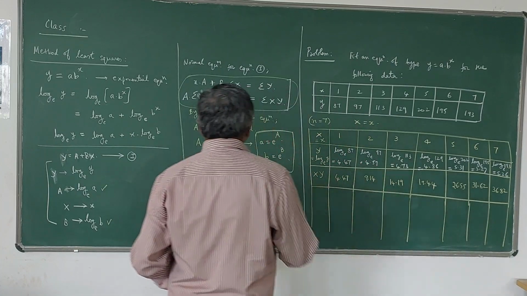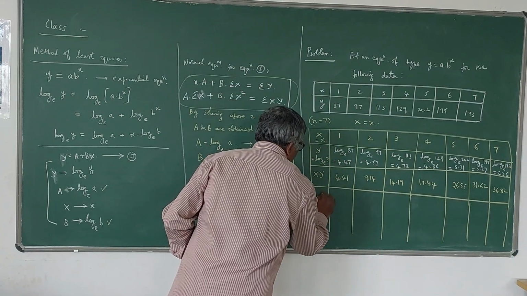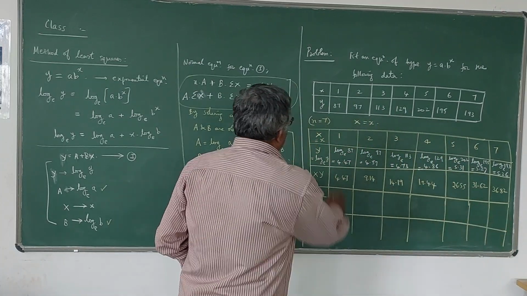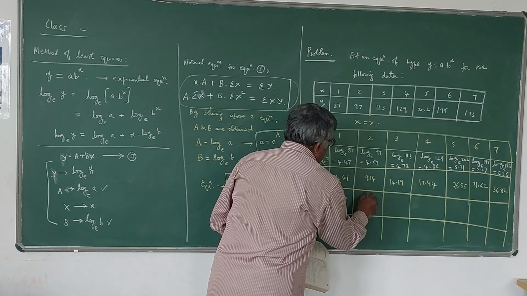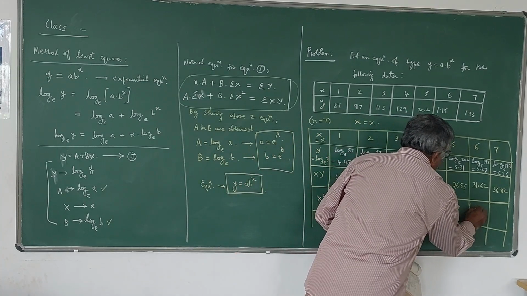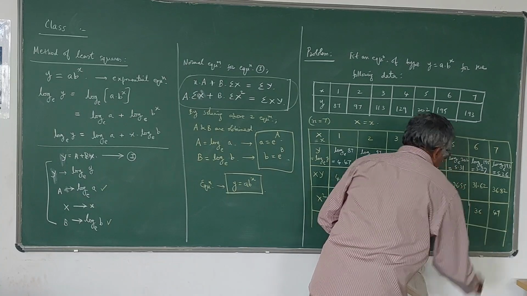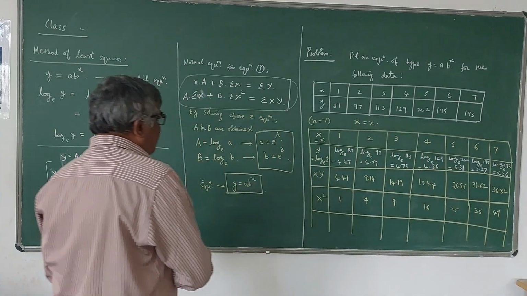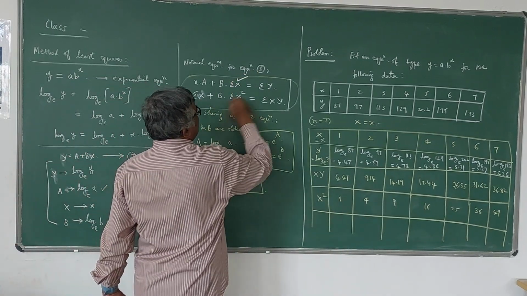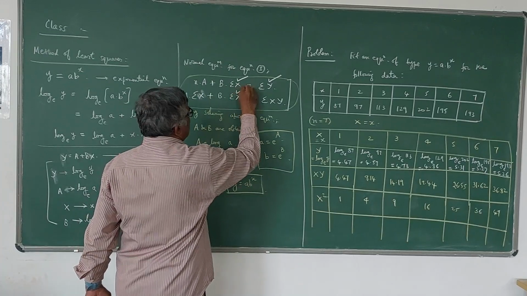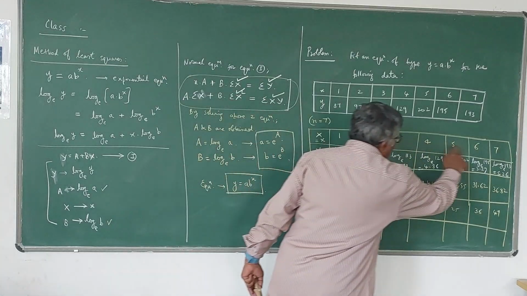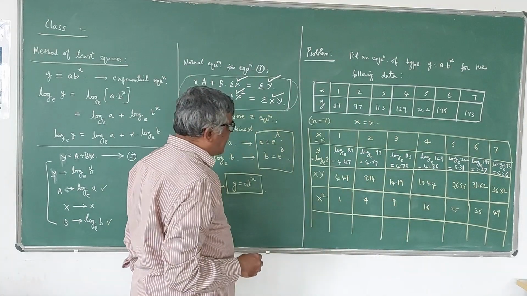Then after this, we need one more, that is x square. So we have to take the square of this: 1, 2 square is 4, 3 square is 9, 4 square is 16, 5 square is 25, 6 square is 36, 7 square is 49. So these are the values required because we are using this normal equation. We need sigma x, sigma y, sigma x square, and sigma x y. If you take the sum of all these horizontally, you are going to get the summations.